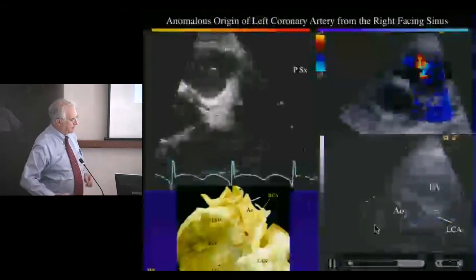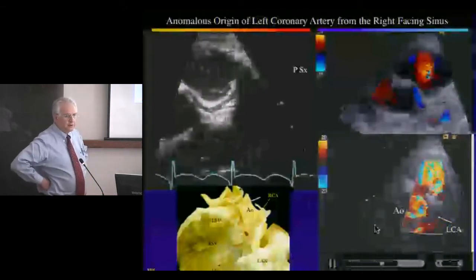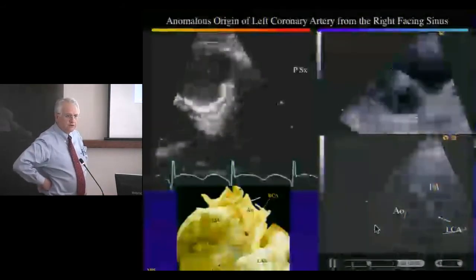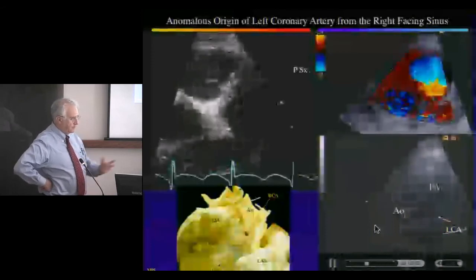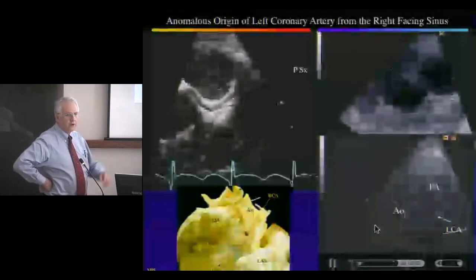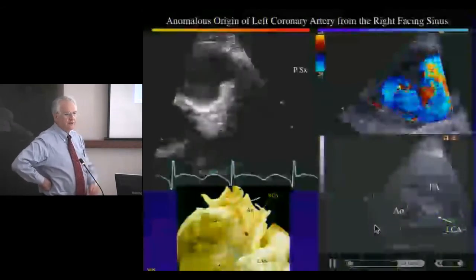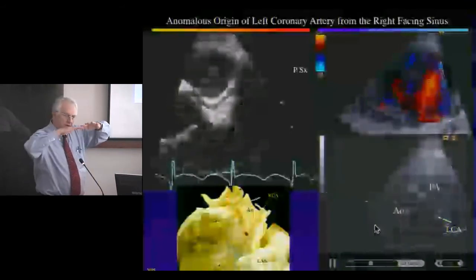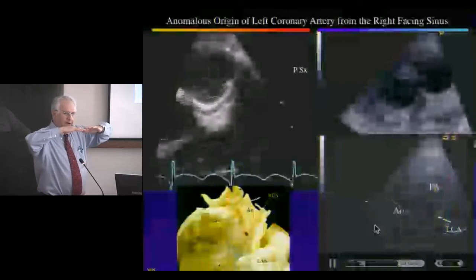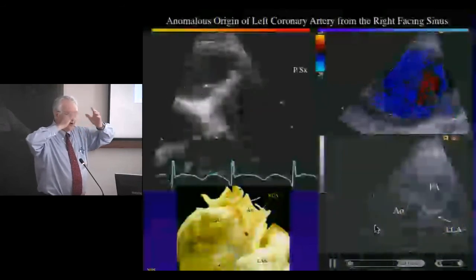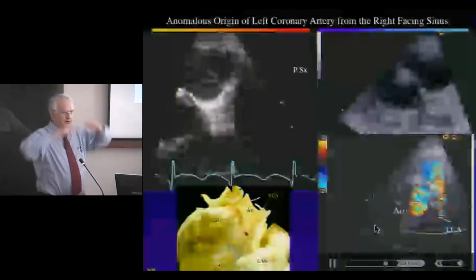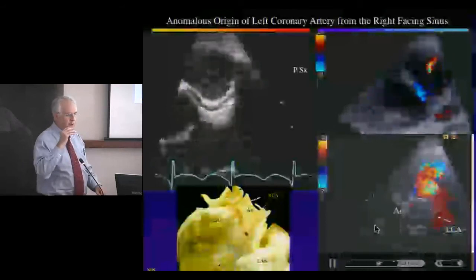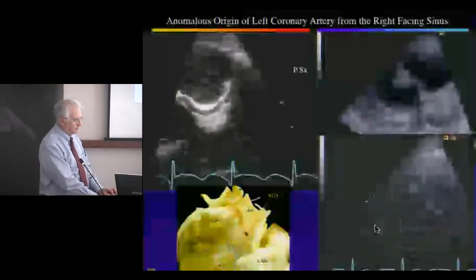Now, everybody will tell you it's coming from the wrong sinus, but where's the sinus? Do you see the sinus? There's no sinus here because this is a high intramural coronary, and the sinus is below the place that we're cutting it. So if you want to see which sinus it's coming from, you have to go down with your scan, find where the sinuses are, mark where they are in space, and then move up to the coronary, because the coronaries are frequently high in this condition.